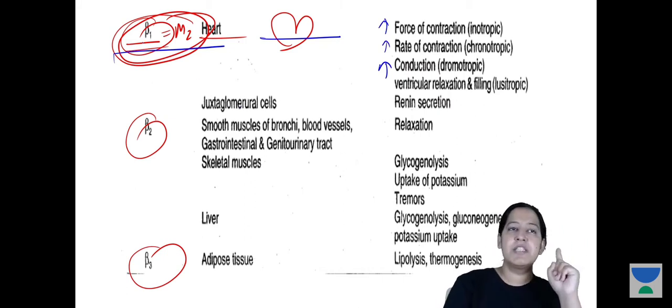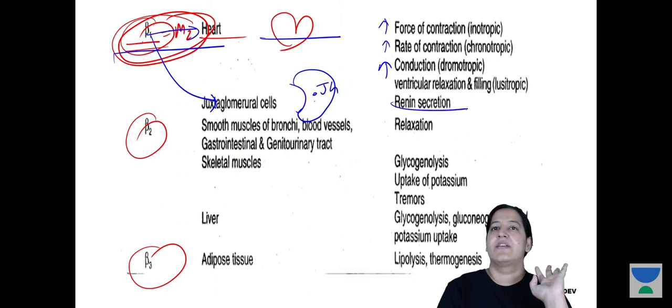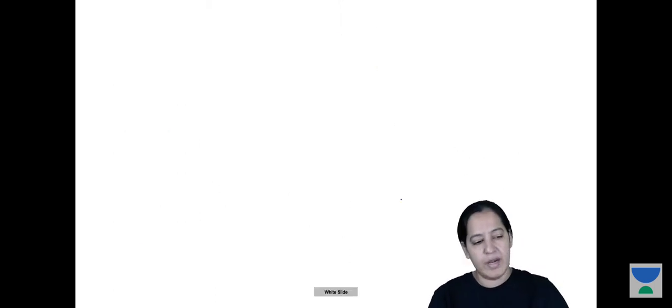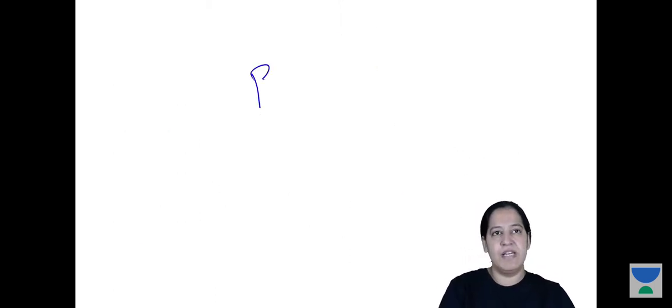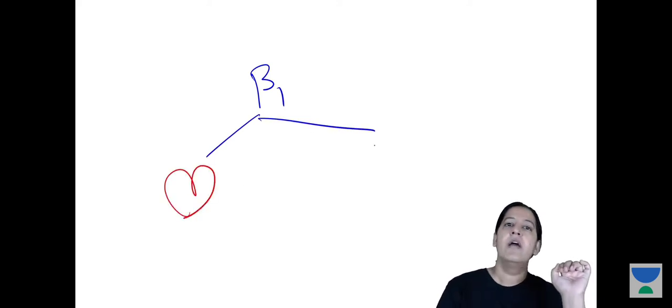So beta 1 is present only on 2 organs. Number 1 heart, number 2 kidney. In the kidney, on JG cells, juxtaglomerular cells, and it causes renin secretion. So again, I am summarizing myself: beta 1 is present on 2 organs. Let me draw 2 organs. Number 1 heart and number 2 kidney.